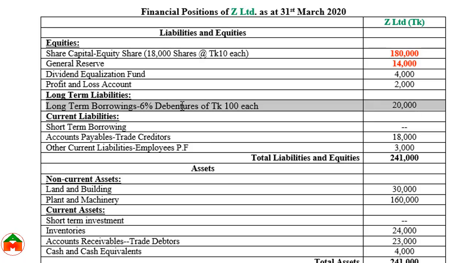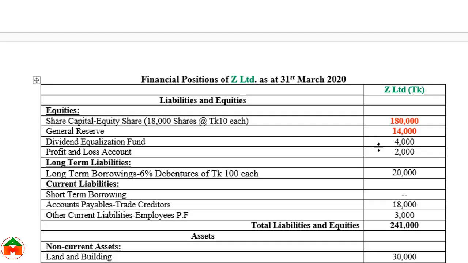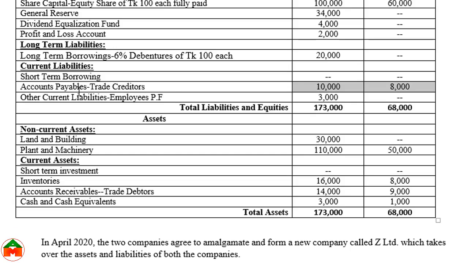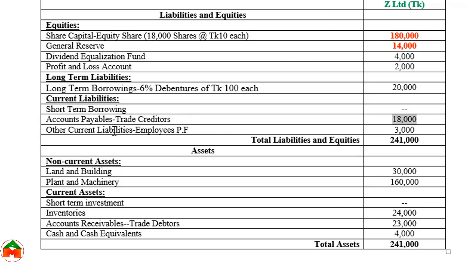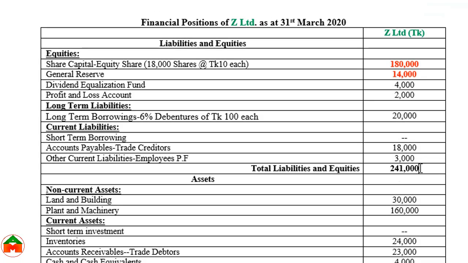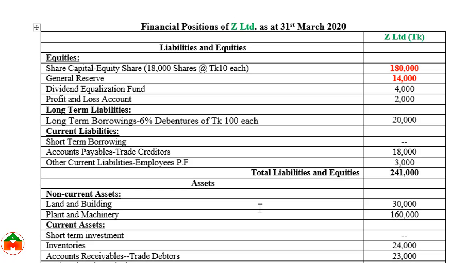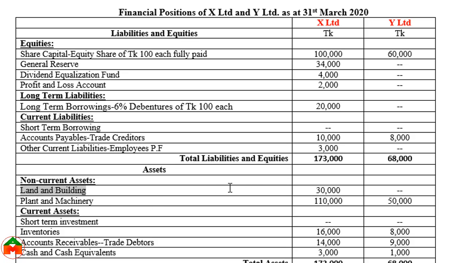So here debenture 20,000, and in the current liabilities we can see 18,000 and 3,000. This is the combined amount 10,000, 8,000. Accounts payable total 18,000, and current liabilities only 3,000. Here total liabilities and equities is 241,000. And in the asset item we can see land and building 30,000. Let's see the question. Here we can see land and building only from X Limited 30,000.